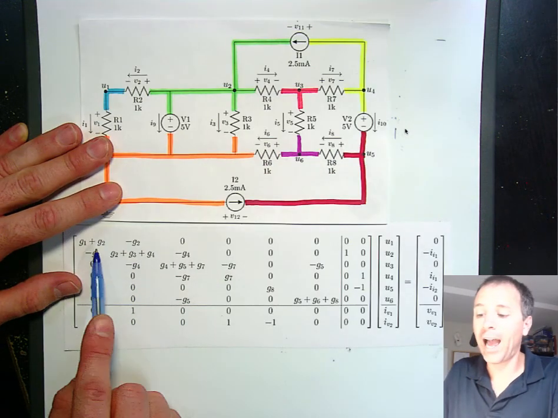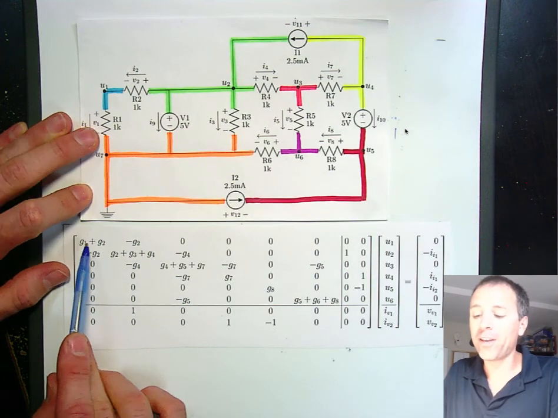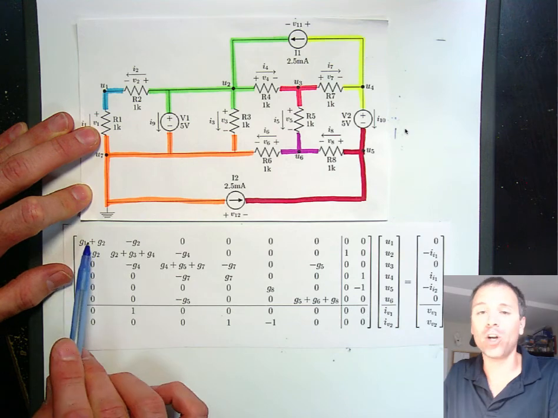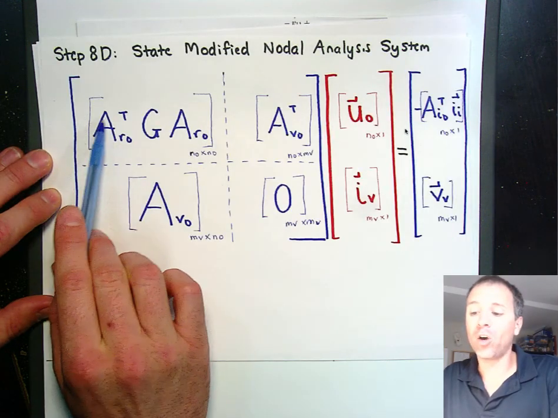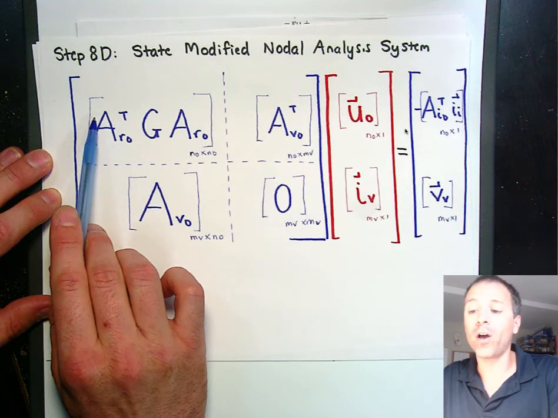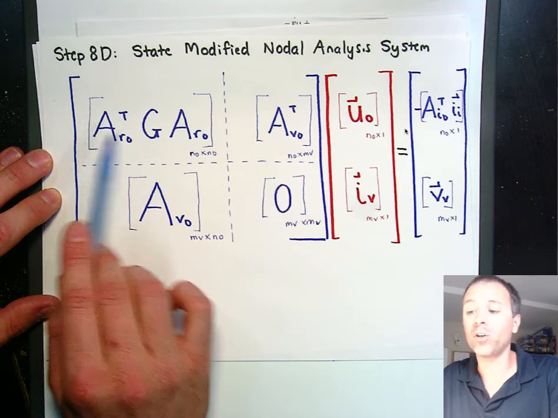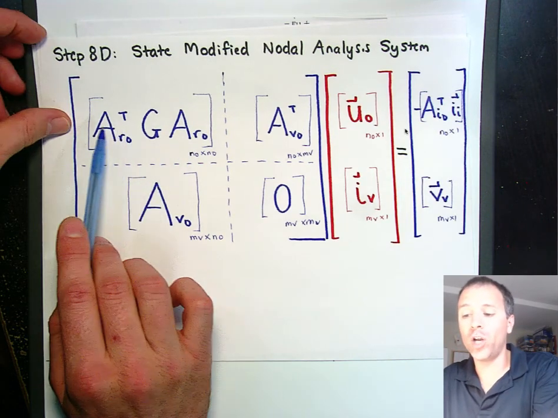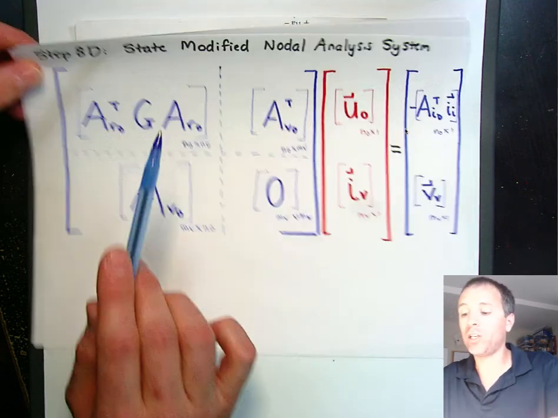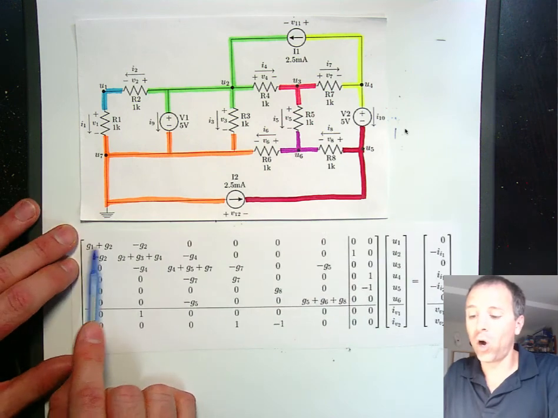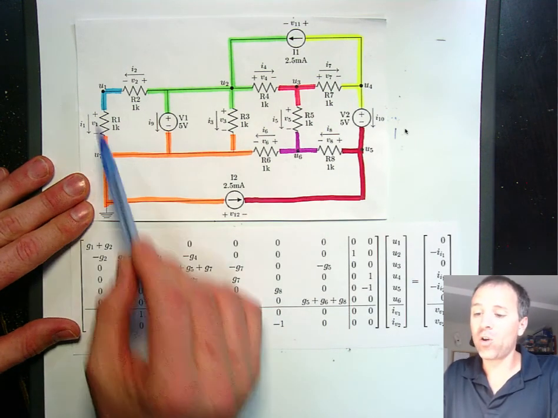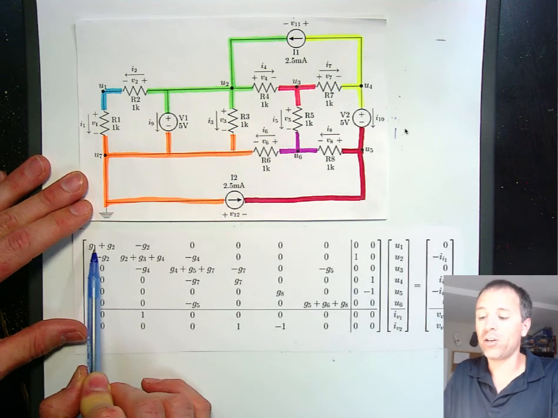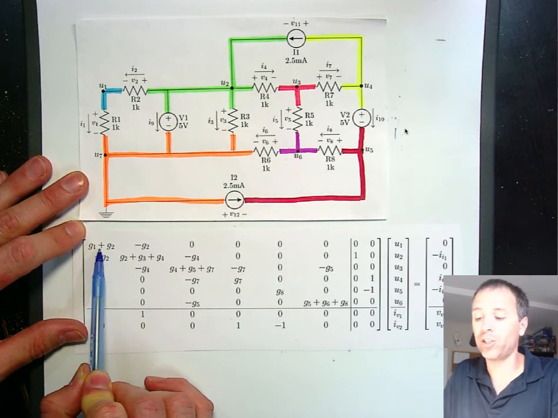Some of you might be wondering, how do you get these individual entries? The way that I think about this is the diagonals. Remember that the columns and the rows in this situation are going to be the nodes. And that's because the rows of A_R transpose are the nodes that are connected to resistors. The columns of A_R are the nodes that are connected to resistors. So nodes, edges, nodes. So here, when you're looking at node 1, notice that node 1 has both resistors 1 and 2 connected. So the conductances are G1 plus G2.